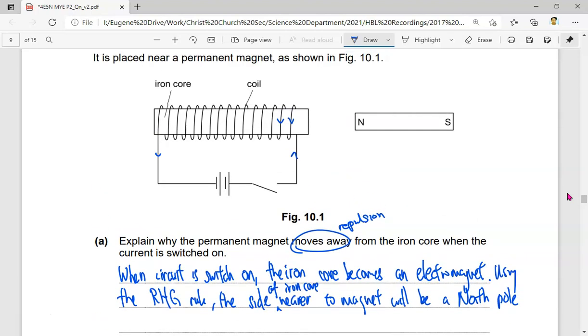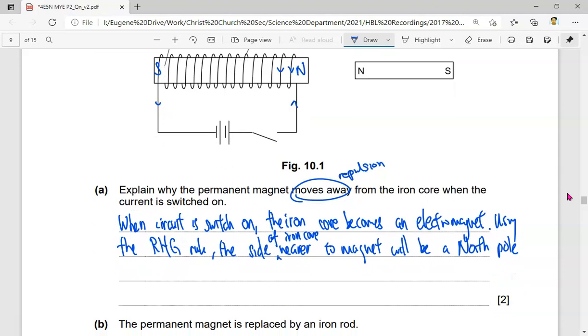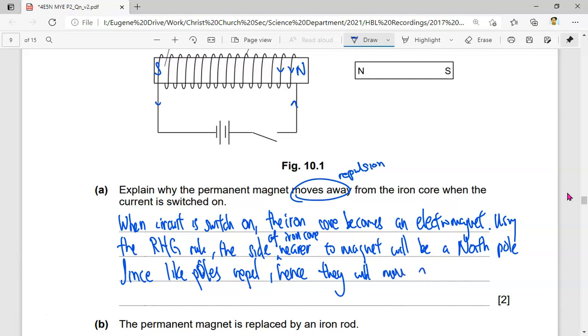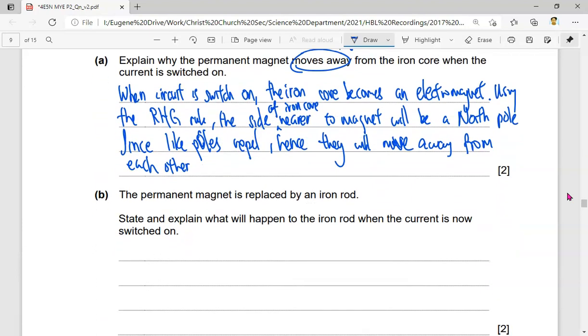How do you know? If you use the right hand grip rule, you realize that this is a north, this is a south. Okay, so once you know this is a north pole, it's quite immediately you know, since like poles repel, hence they will move away from each other. Okay, so that's for the first part.